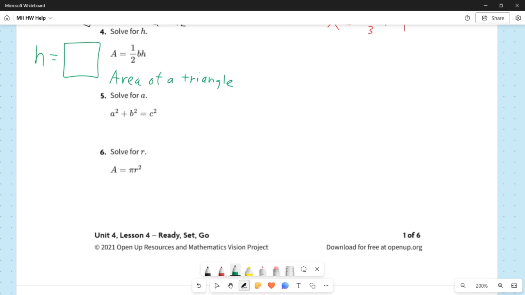So you obviously don't need to know that for this question. However, I do think that there's value in recognizing that these are not just a bunch of random letters and numbers, but they're actually based in something. In this case, it's how to find the area of a triangle.